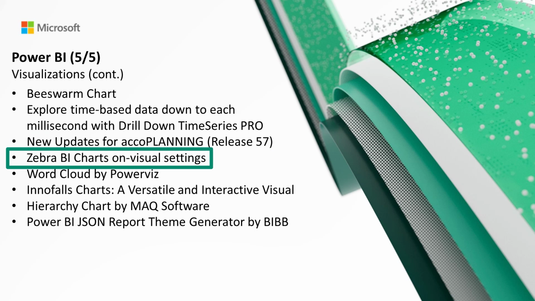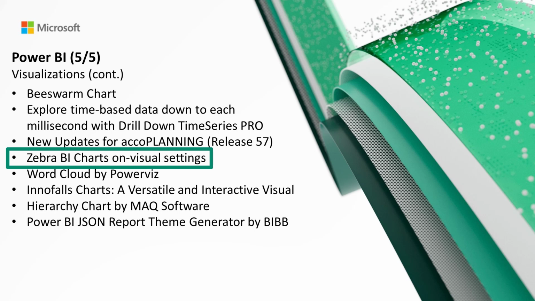Zebra BI charts on visual settings. Zebra BI visuals for Power BI are taking another step further to make the user experience as seamless and interactive as possible. Zebra BI charts have received some important updates so that you save time while customizing your visuals. Thanks to the on visual settings, you don't need to go to the visualizations pane every time you want to make a change. We've got the comment setting. It can now be adjusted directly in the visual by simply clicking on the settings icon next to the comment box. The category settings lets you adjust several settings by just clicking on the category area.